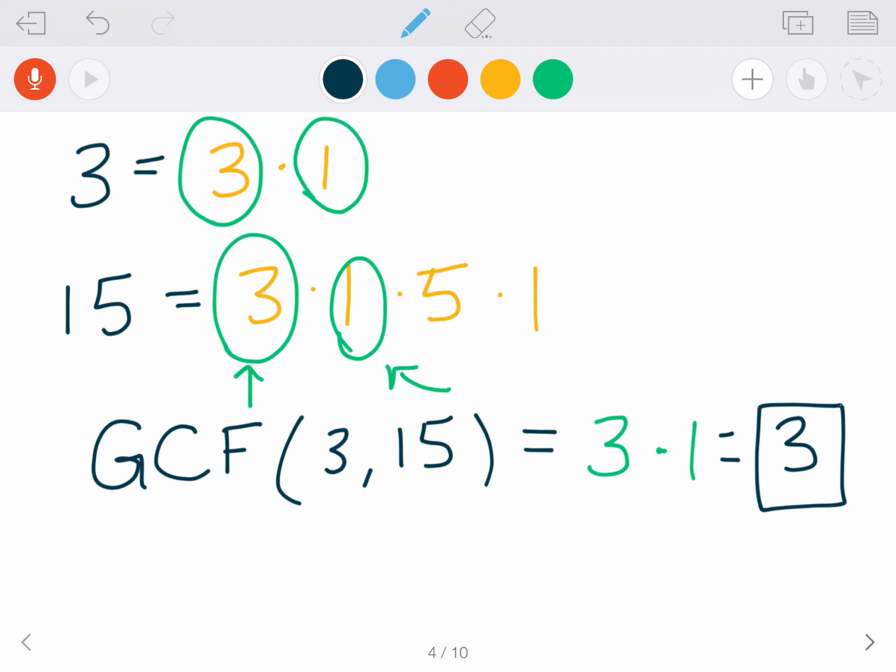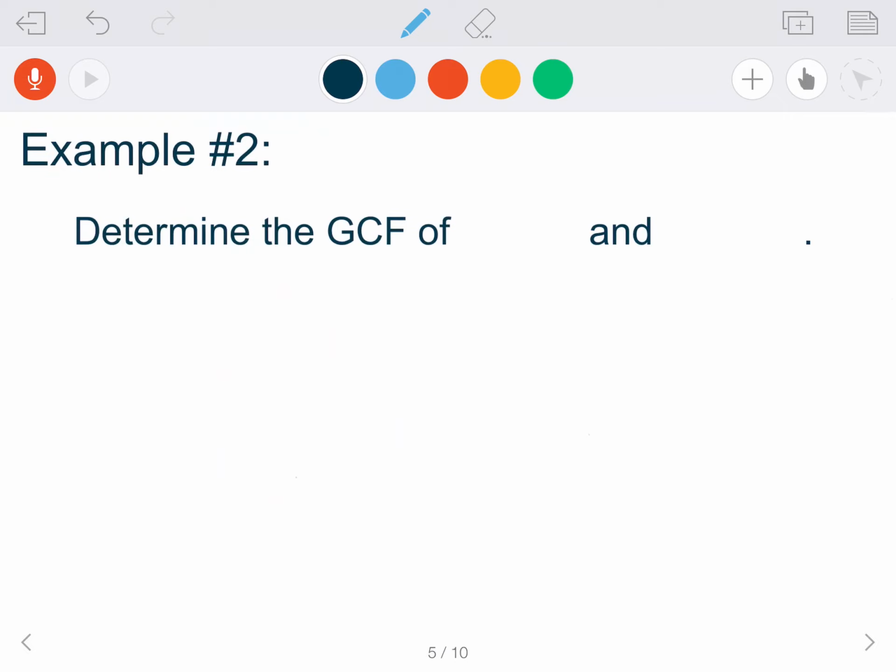Let's do another example. This time, let's determine the GCF of 12 and 18.